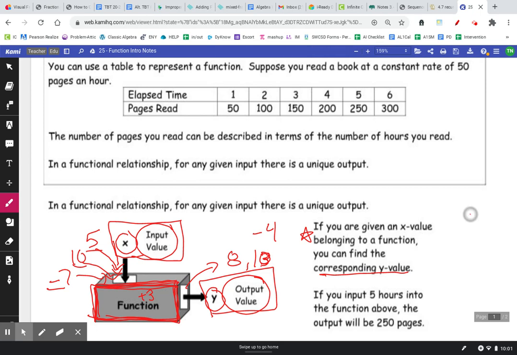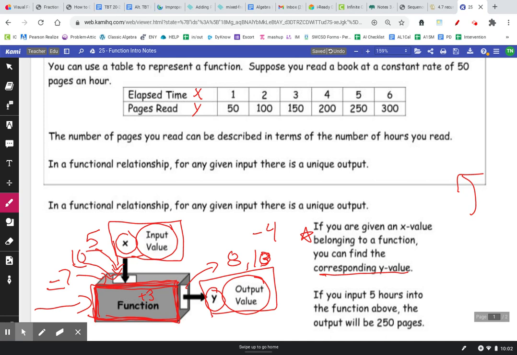Okay, so I'm going to reference this example up here. It says you can use a table to represent a function. Suppose you read a book at a constant rate of 50 pages an hour. It says the number of pages you read can be described in terms of the number of hours you read. So in our example, the elapsed time, which just means how much time has gone by, is like our x, and our pages read is like our y. Now, we don't get this wonderful picture of a machine here, okay? You just have to start getting into a thinking mode of, I don't see the picture of the machine, I don't see a picture of the function, but it's there, okay?